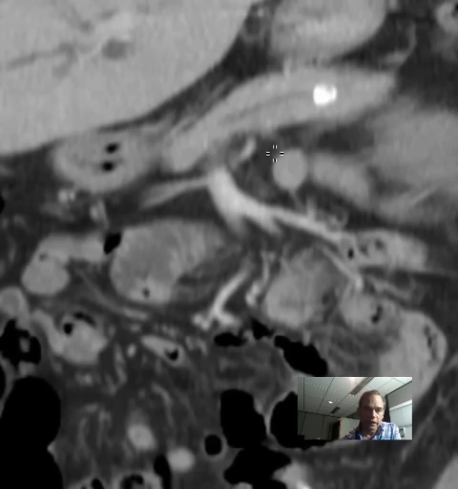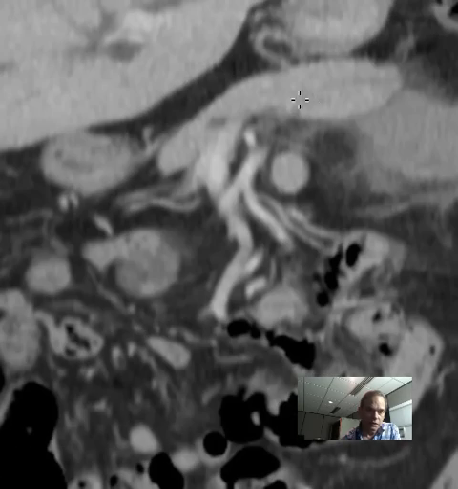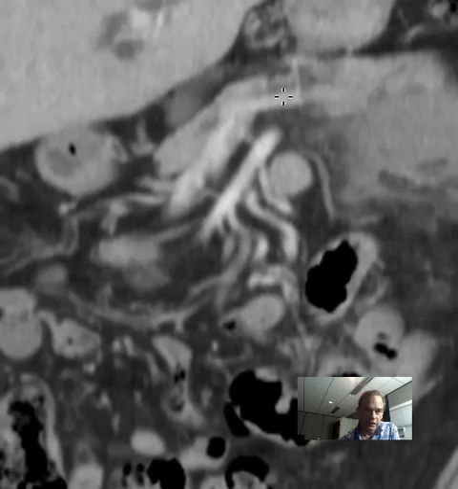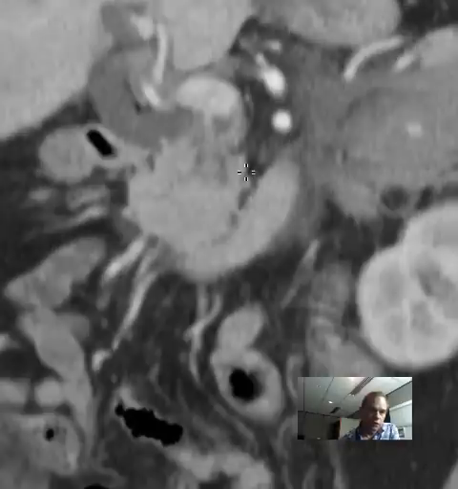Okay, and what do we have here? That should be pancreas. Yeah, this is body of the pancreas. Have a calcification there. And let's see if we follow it right here. It should get embraced by the C-loop of the duodenum, and indeed it does.